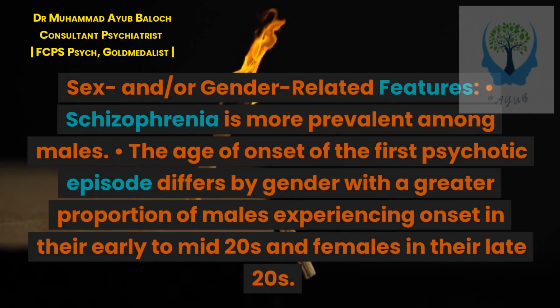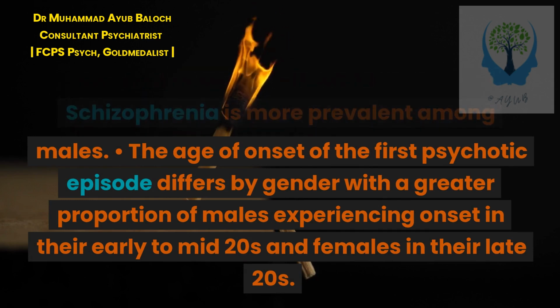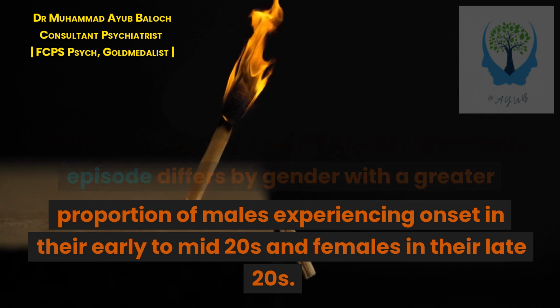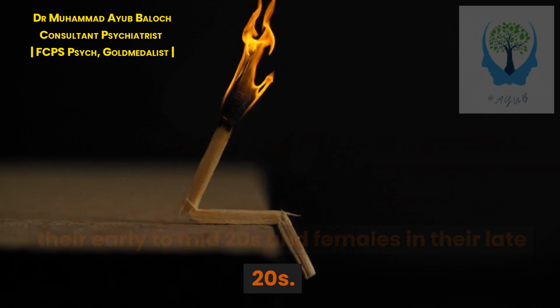Culture-related features. Sex and/or gender-related features. Schizophrenia is more prevalent among males. The age of onset of the first psychotic episode differs by gender, with a greater proportion of males experiencing onset in their early to mid-20s and females in their late 20s.